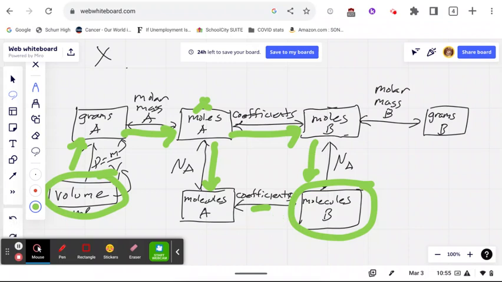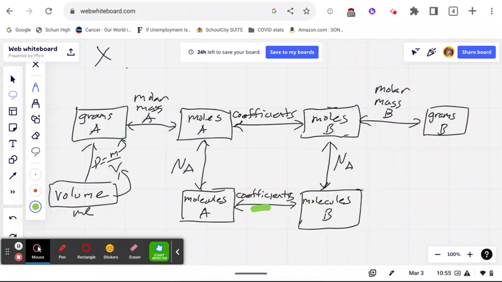Okay, so I'm just trying to show the different ways of doing this. You can go ahead and take down this chart right here that shows the relationship between all these quantities: grams, moles, molecules, and even volume. Okay. And there's more out there, but right now we're not working with those.